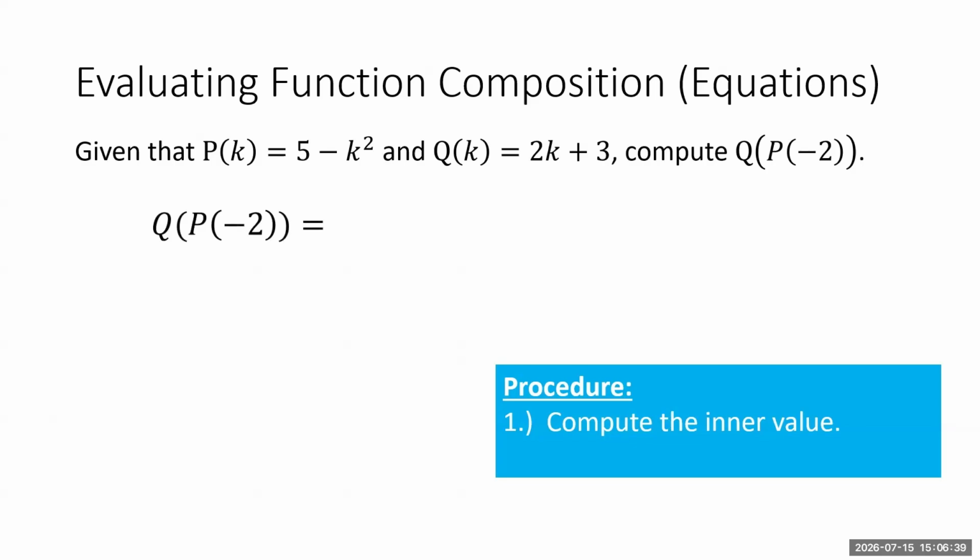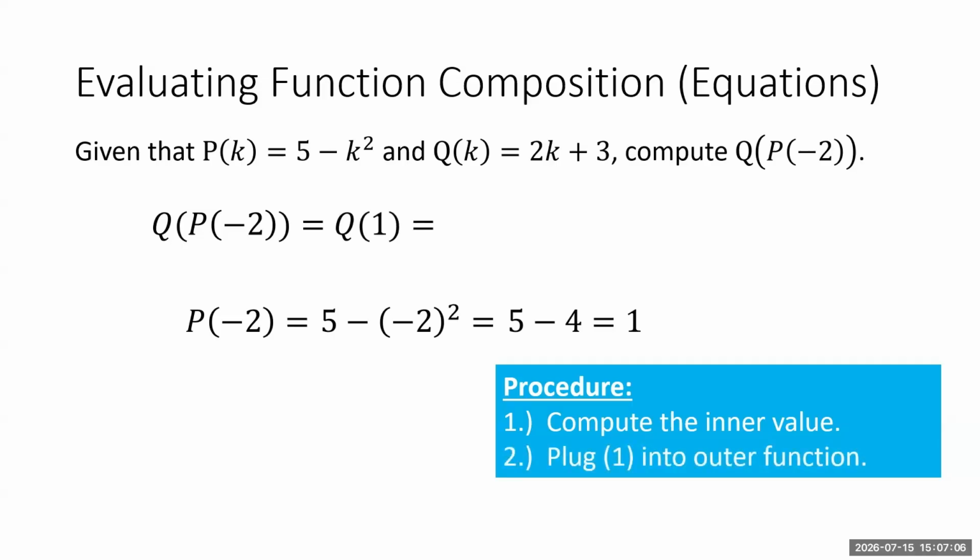For the inner value, we're going to compute p of -2, which means everywhere we see a k in the function p, we're going to put -2 in its place. Thus, we have 5 minus, in parentheses, -2 squared. It's important to observe that -2 squared is +4.